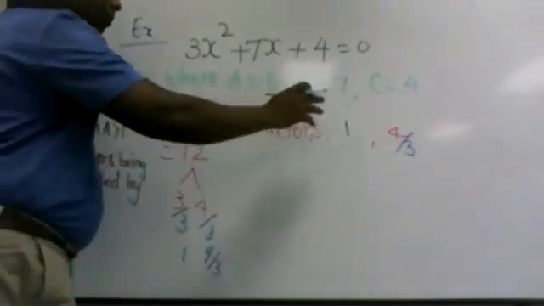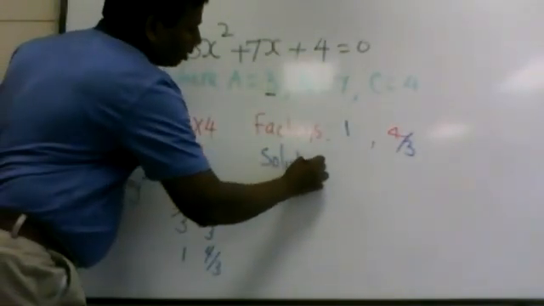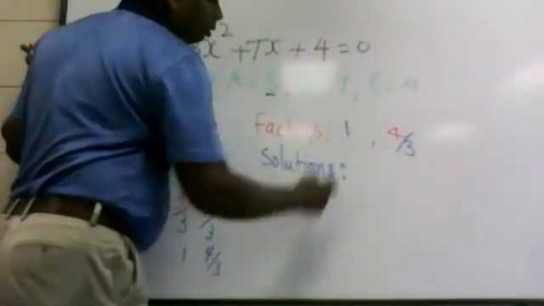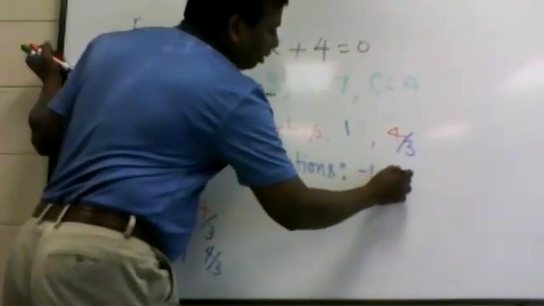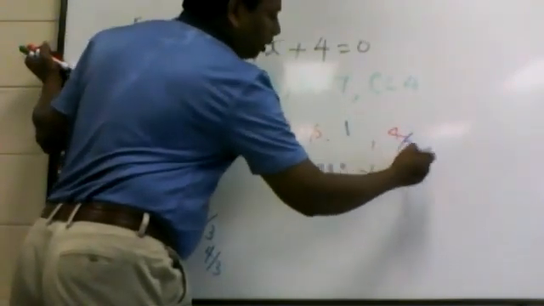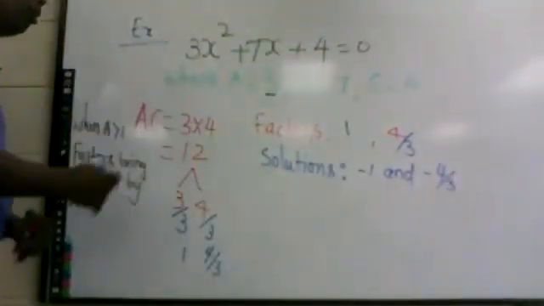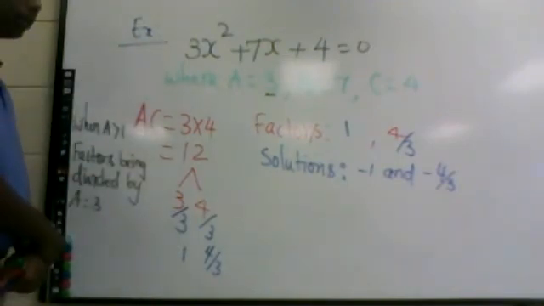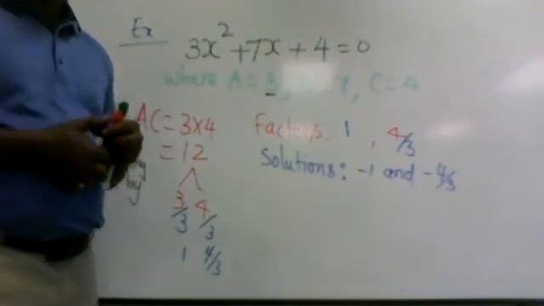Now I got my factors, then I'm going to write my solutions. So these are the two solutions that I have. Look at that. Positive 1 changes into negative 1, and positive 4 over 3 changes into negative 4 over 3. That's how we solve any quadratic equation for its two answers. Okay? So this is your second example.